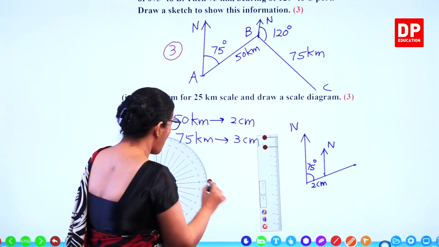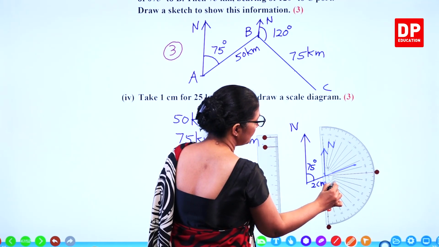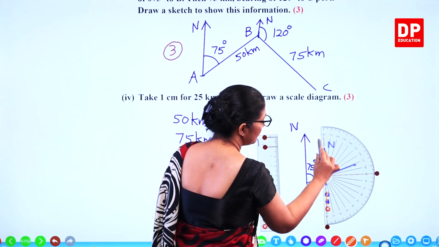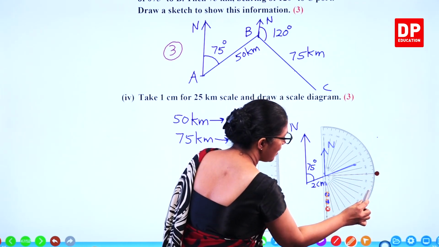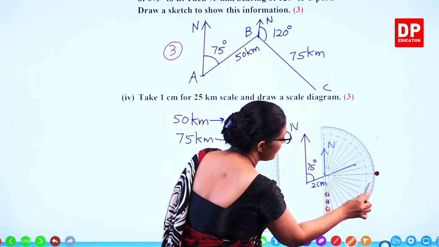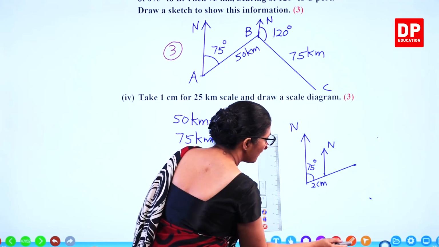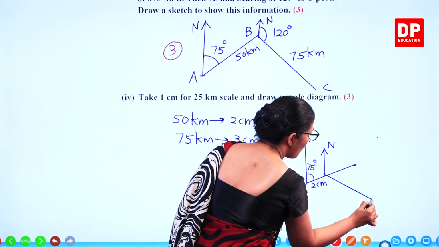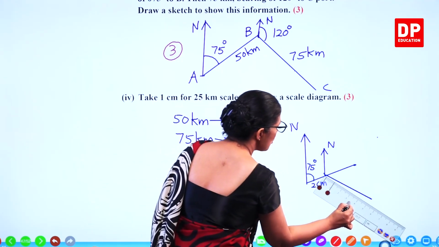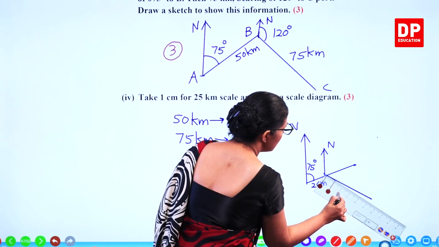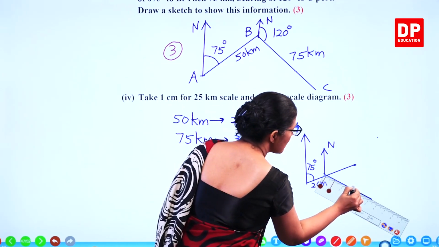Now we have to mark 120 degrees at this point. Here to here, 120 from north. 90, 100, 110, 120 here. Now we can draw the line from here to here. Now what's the length? 3 centimeters. We can measure from here, just 3 centimeters. 2, 3. So this is the point.